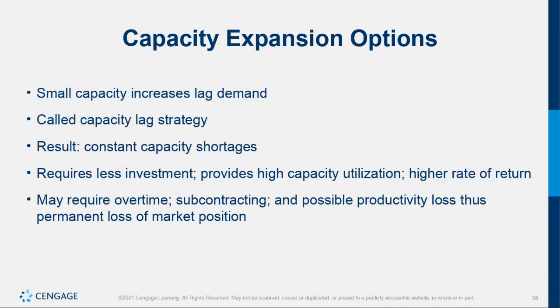It provides a very high rate of return because you're being very efficient, right? However, because demand is so high and you can't meet it, you're going to have to turn to things like paying overtime or subcontracting out to other companies, and possibly you will lose productivity. And what could happen in the long run is it could erode your market position, so that you're no longer number 2. You have slipped to number 5 or number 10 or something like that. So that's the capacity lag strategy. It can work for a while, but in the long run, it can really harm you.